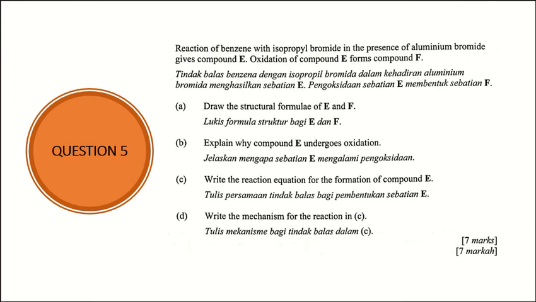Okay, so in this case, kita boleh lukis dulu the structure of isopropyl bromide. So we have the isopropyl group and bromine atom. So this is isopropyl bromide. In the presence of aluminium bromide, which is a Lewis acid catalyst, that means this is a Friedel-Crafts alkylation reaction, which means compound E must be an alkyl benzene. So if benzene reacts with isopropyl bromide, compound E must be isopropyl benzene. Okay, let's proceed to the answers.